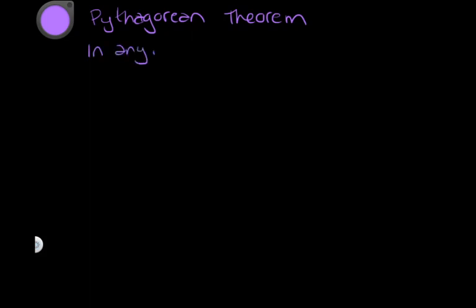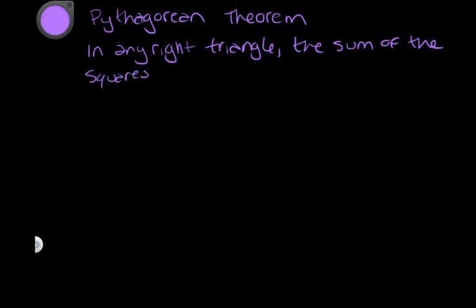Today we're going to talk about the Pythagorean Theorem. So the Pythagorean Theorem is a theorem that says that in any right triangle, the sum of the squares of the legs is equal to the square of the hypotenuse.